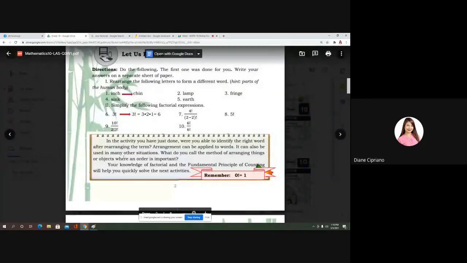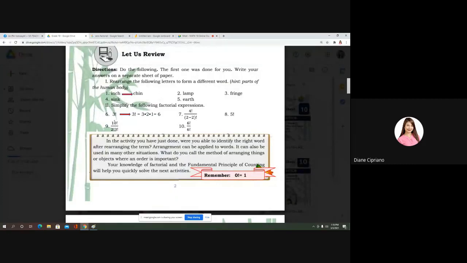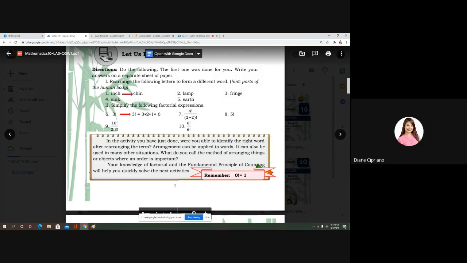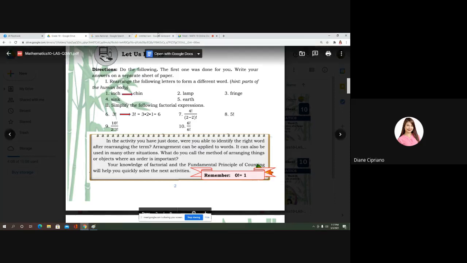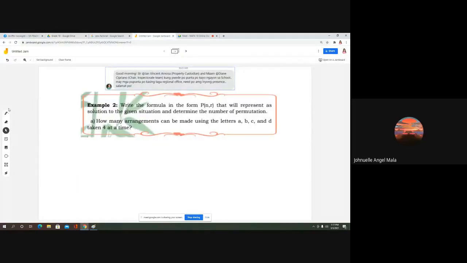Okay. So for our number 6, you are looking for 3 factorial. The evaluated form is 3 times 2 times 1. Naalala ba kung paano yung factorial? Meron bang idea? I-multiply po from 1 up to that number, ma'am. Yes po, 3 factorial. Okay, good.